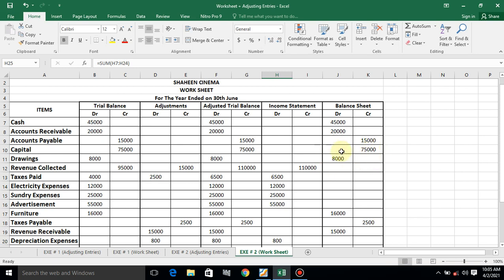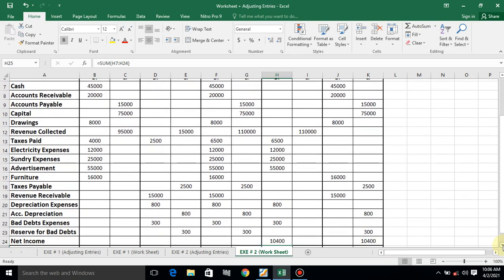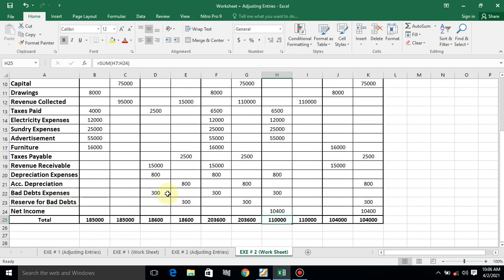Then drawings is also a balance sheet item, but on the debit side, and we are taking these values from the adjusted trial balance. Then furniture is a balance sheet item, we have mentioned it on the debit side. Taxes payable is a liability, and liability also belongs to the balance sheet, that's why we have mentioned it on the credit side. Then we have revenue receivable. Receivable means account receivable, so again it's an asset, and assets belong to the balance sheet, on the debit side. Then we have accumulated depreciation.